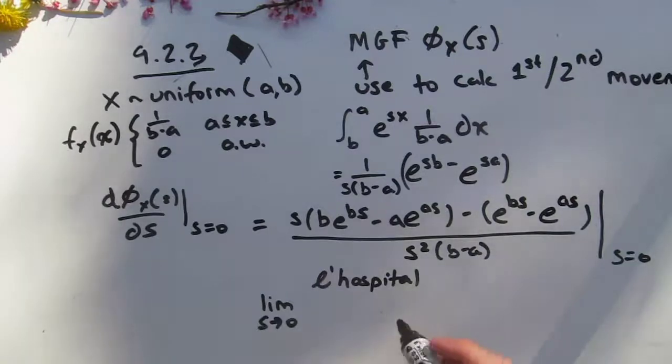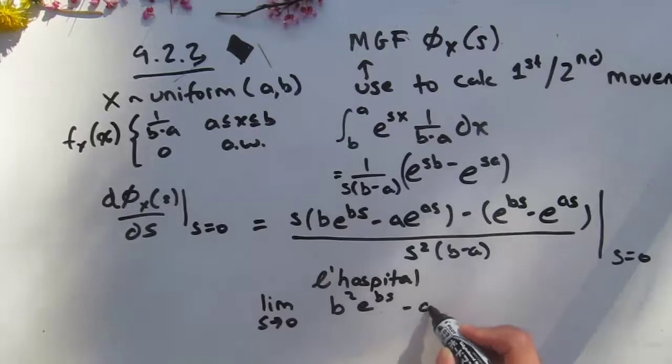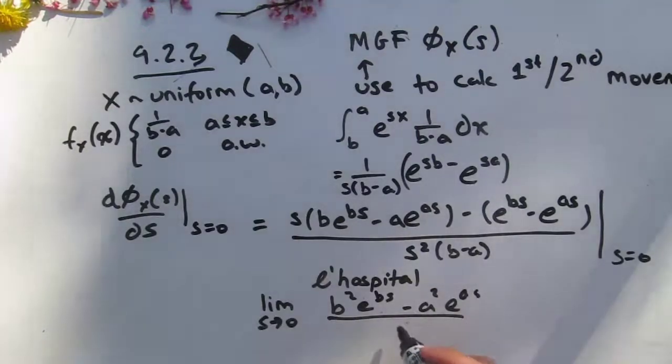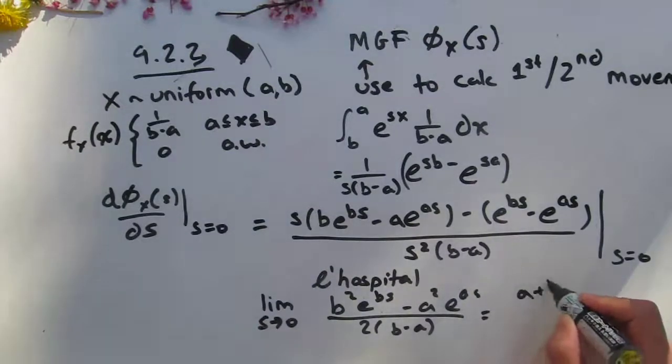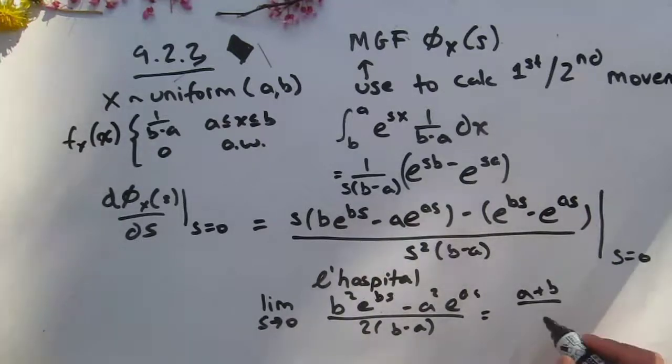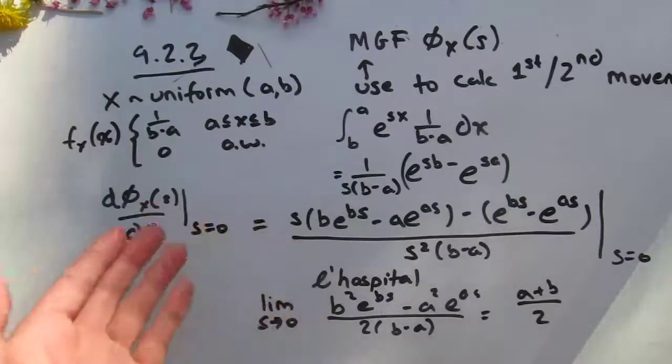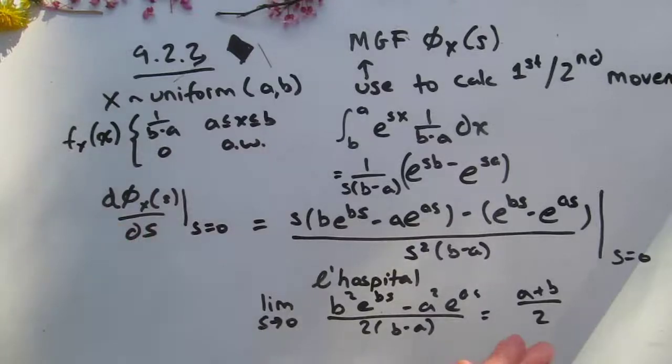It's a huge expression, so I'm just going to skip towards the final step, which is b squared e to the bs minus a squared e to the as, over 2 times the quantity b minus a. And of course, as s approaches 0, these e's go to 1. So it's just b squared minus a squared divided by 2 times b minus a, but this is a difference of squares, and we can factor out a b minus a to get simply a plus b over 2. Wow, this is just what we already know. We know that the expected value of a uniform is a plus b over 2, but we used this complicated process to solve for it. And that's only the first moment, right? We haven't done the second moment yet.